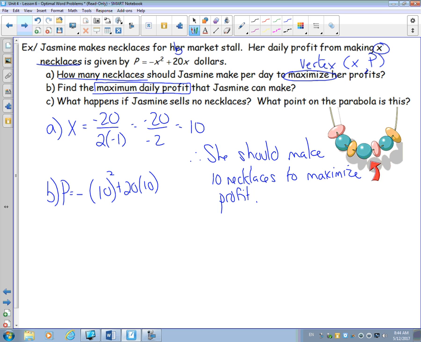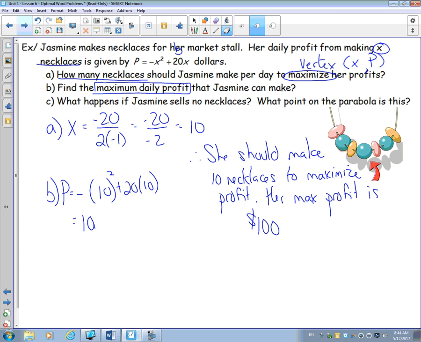In other words, 100. So to continue my therefore, she should make 10 necklaces to maximize profit. Her max profit is $100. So these two things together is the vertex, right? The 10 from the axis of symmetry and the 100 from her optimal value.